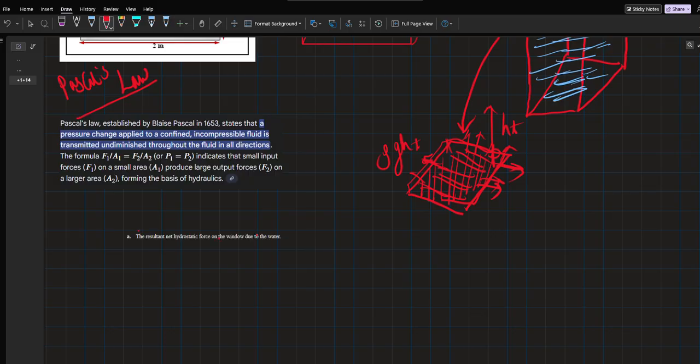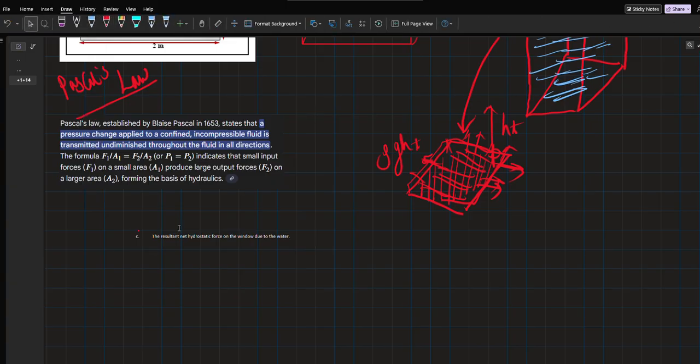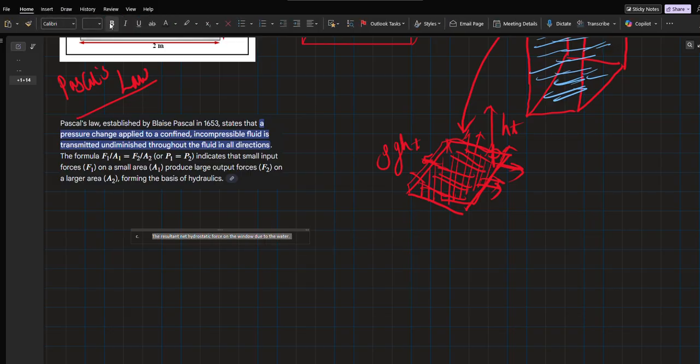This was the question. Now, how do I increase the font size? Let me increase the font size first. Now I think it's visible.